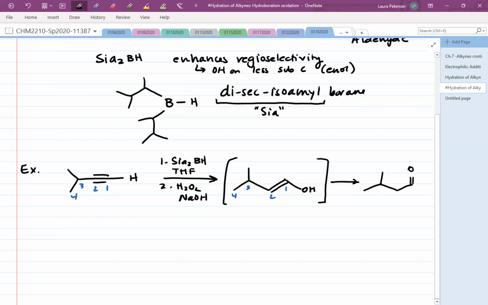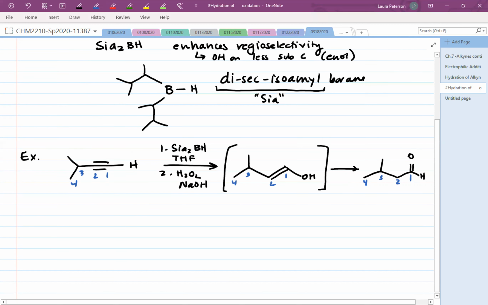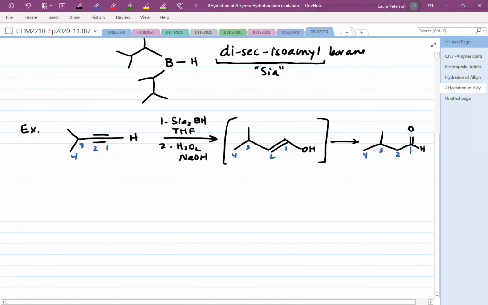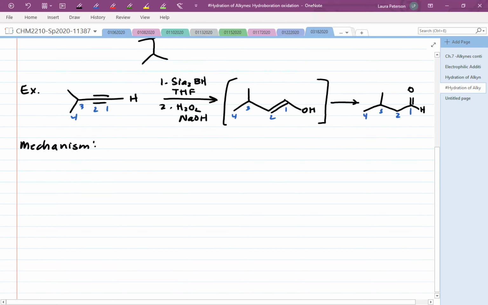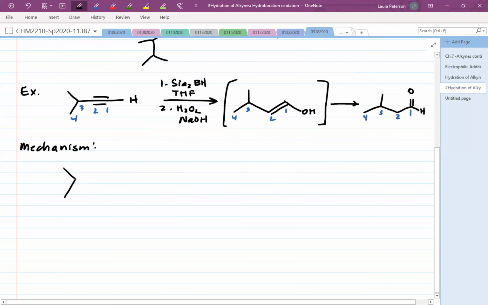And now we would end up with this aldehyde. So we end up with a carbonyl at the less substituted side of our carbon-carbon triple bond. So let's look at just briefly the mechanism of the first step, the hydroboration step. And we'll see the same set of arrows as we did for alkenes. I just want to highlight the regiochemistry.